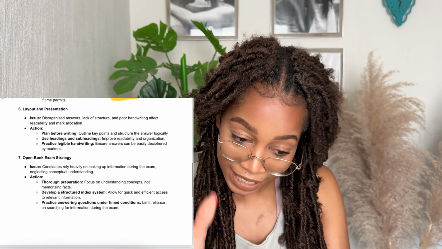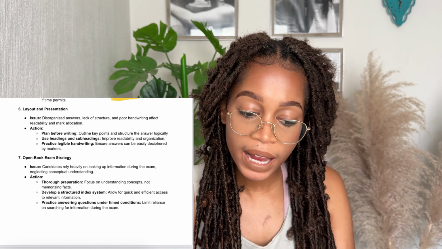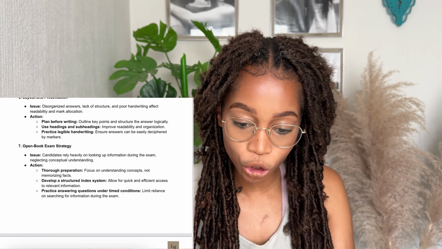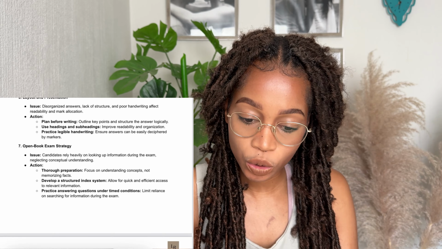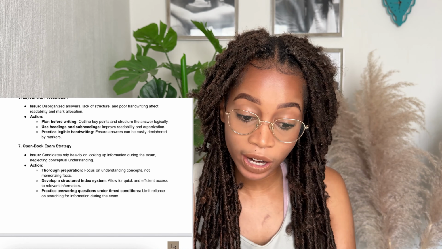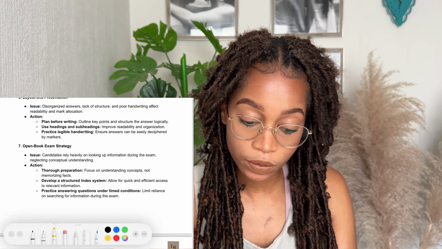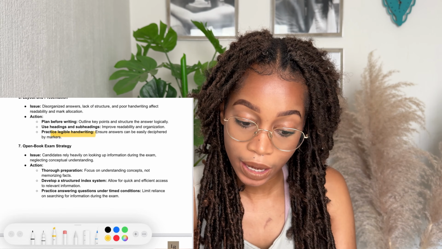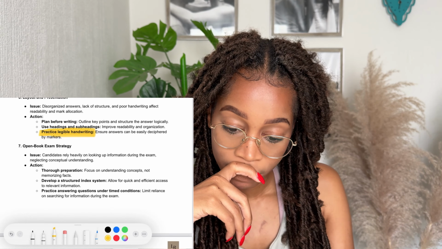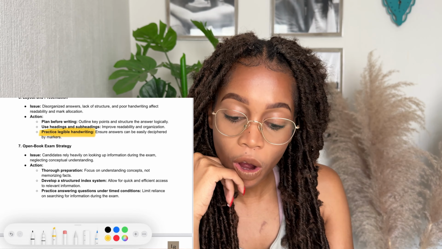The sixth thing is your layout and presentation. Again, this is easy communication marks. If you have a plan, you are able to make sure that you are following a correct logical approach, and making sure that you are improving on your readability as well as your legibility of your handwriting. Practice legible handwriting. I think I said this in the last video, but I have to stress it again, because how is handwriting a correction at this stage? This is traumatic.